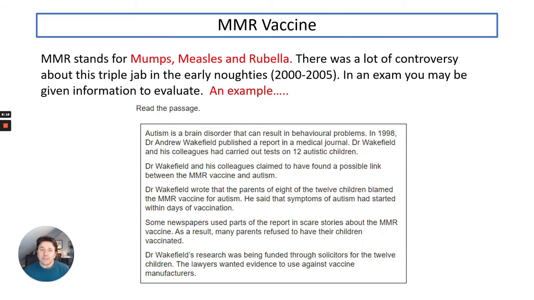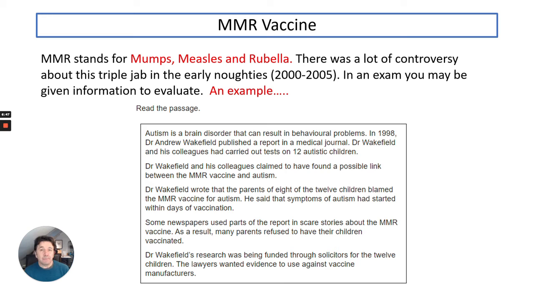Now, I will mention the MMR vaccine because MMR is quite an interesting vaccine, because there was quite a large, what I would say, controversy in the early noughties, so between 2000 and 2005. So MMR does stand for mumps, measles and rubella. And it's what we call a triple jab. So basically you get one vaccination with the three vaccines for mumps, measles and rubella.